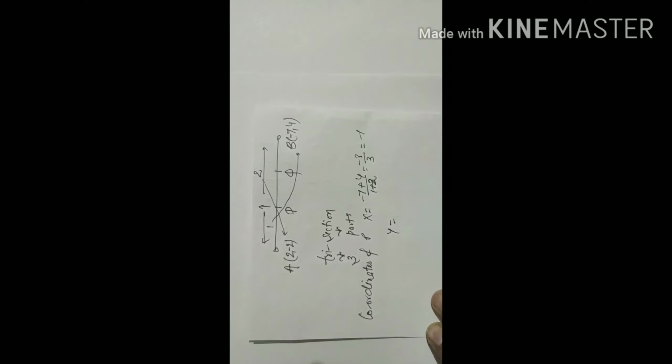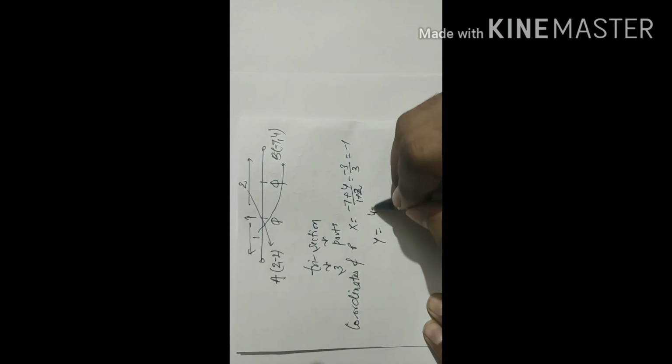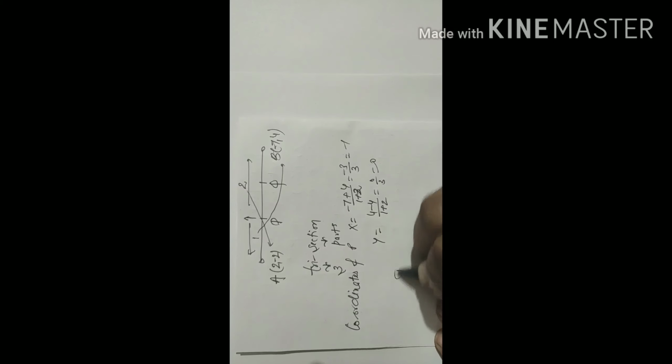Y coordinate: 1 multiplied by 4, 2 multiplied by -2, divided by the sum of ratio. So it becomes this much. So point P gives the coordinate (-1, 0).